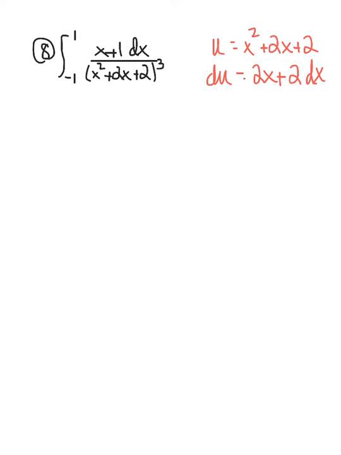So then if I have 2x plus 2 dx, but here I only have x plus 1 dx, do you see if I multiply this x by a 2, I'll get 2x. And if I multiply this 1 by a 2, I'll get that 2. So then I need to multiply the inside by 2, and what do I need to multiply the outside by? Right? So this is going to get a 2, and then the outside's going to get a 1/2.